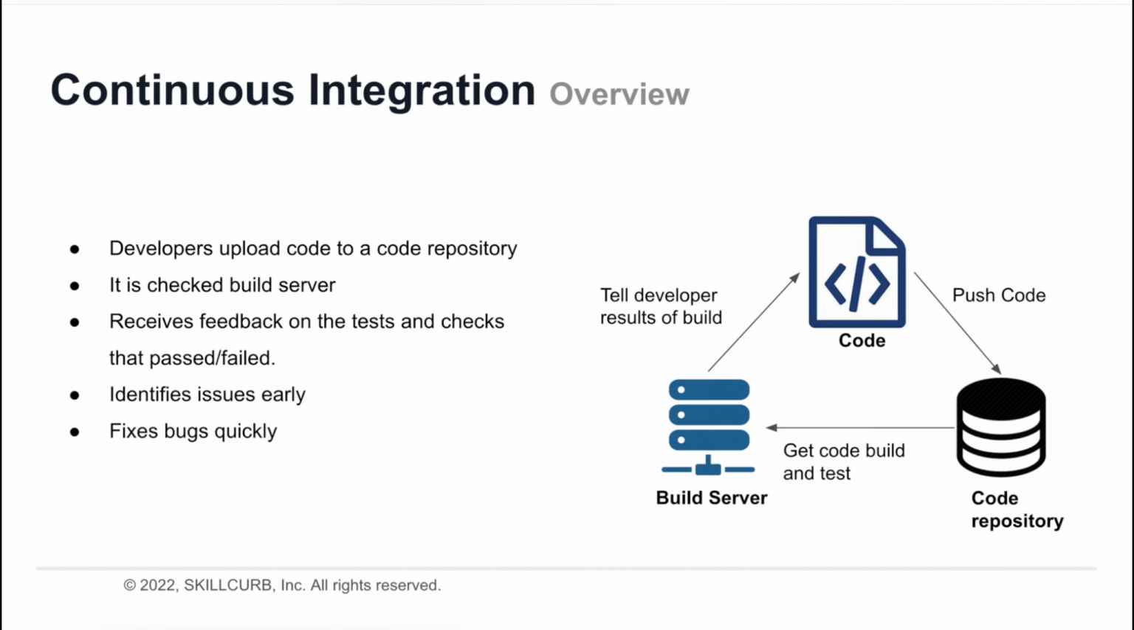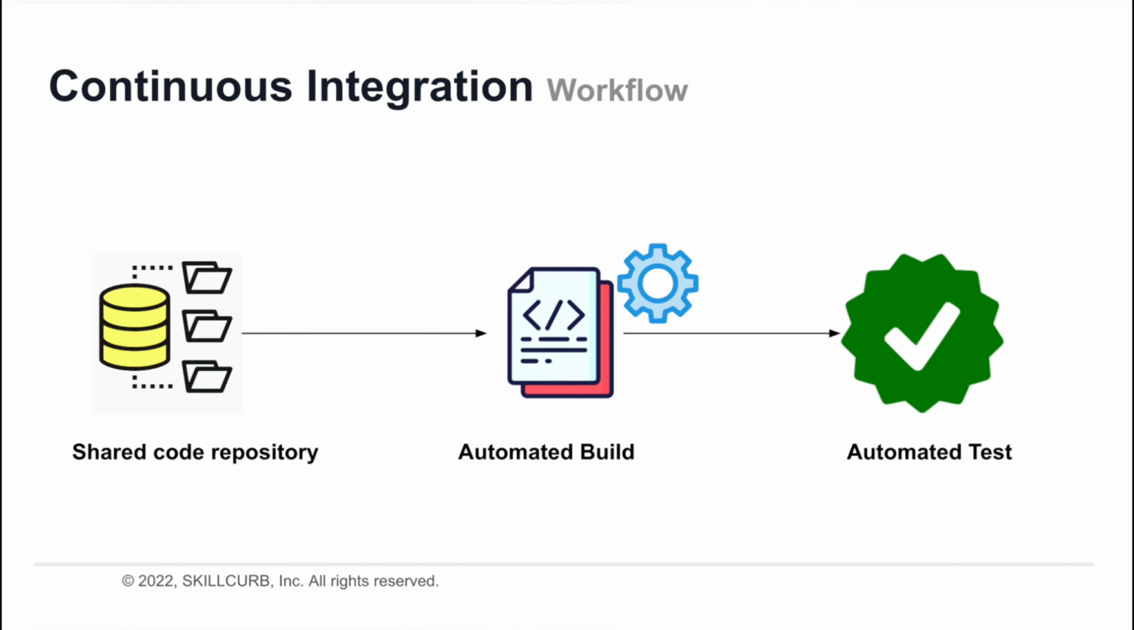It's time to move deeper into CI/CD and take a look at what continuous integration is. Developers upload code to a code repository, such as code commit or GitHub. And as soon as that code is pushed, it is checked by a testing or a build server. The developer receives feedback on the tests and checks that either passed or failed. This is really good for identifying issues earlier on and fixes bugs quickly and deploys often as the code is tested. The workflow of continuous integration can be described as follows.